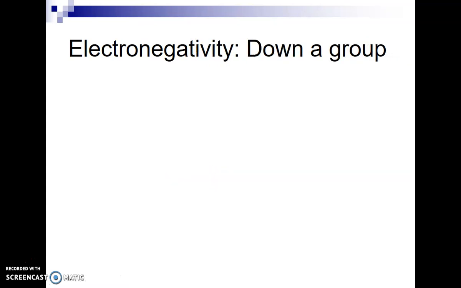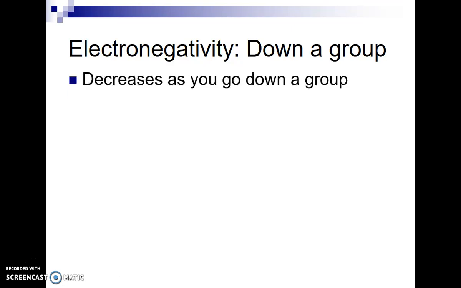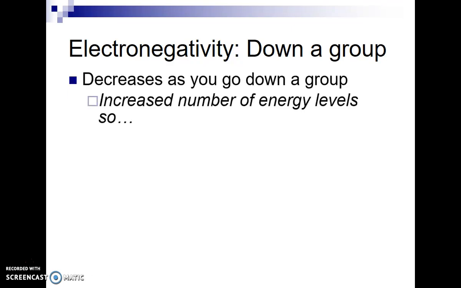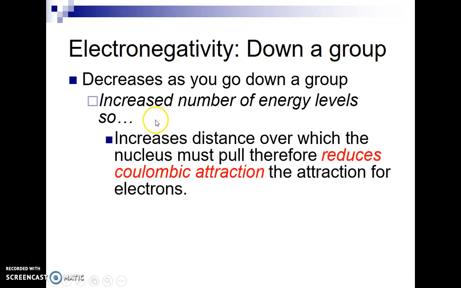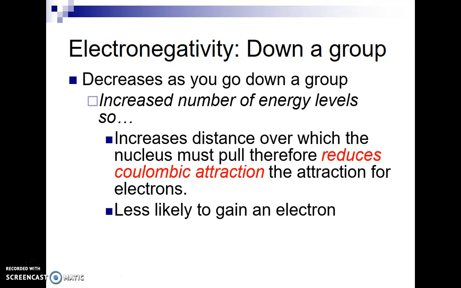Now as you go down a group, you must remember that you're getting more energy levels. So as you go down a group, there's increased distance between the nucleus and the energy levels. And that reduces the coulombic attraction, or the force, that can be used to pull in electrons by the nucleus. And as a result, it's less likely to gain an electron.